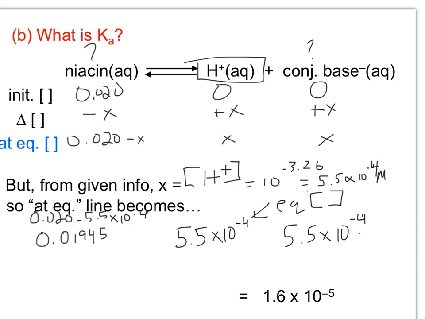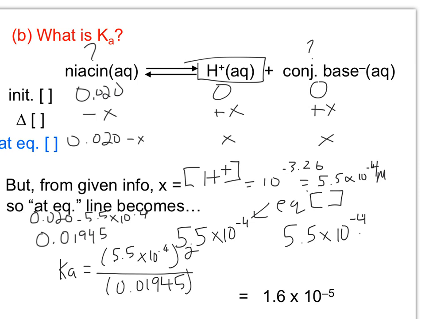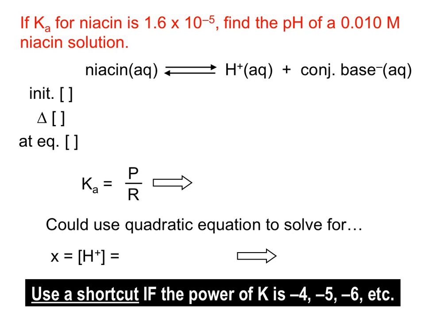Then Ka, which we already did the Ka expression for, is going to be 5.5 times 10 to the negative 4th, squared, because it's products over reactants, over 0.01945. That gives me 1.6 times 10 to the negative 5th. Oh my gosh, I got it right. What a miracle. Moving on. Sorry for all my little mistakes.